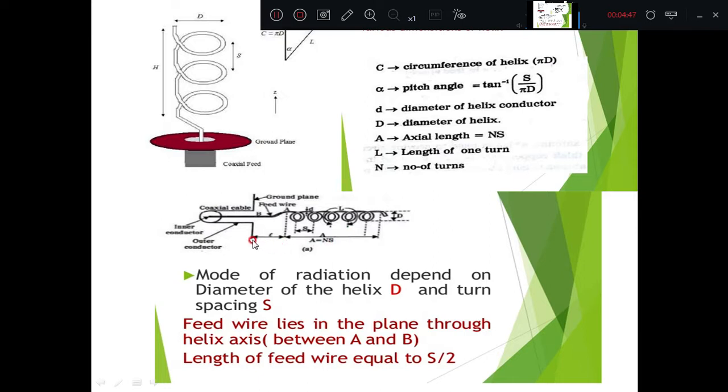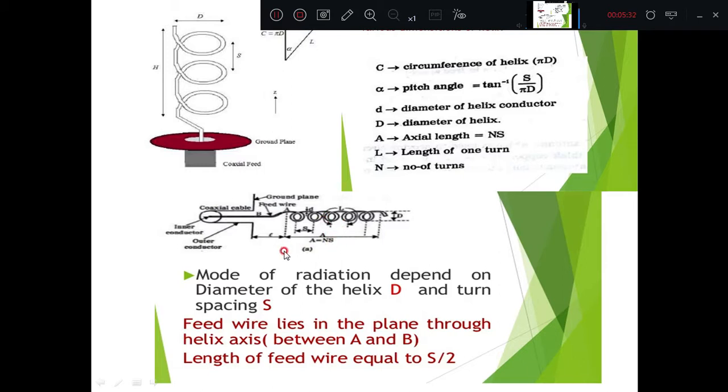So these are the number of turns we have. The total length of this wire is termed the axial length, which is equal to N times S, where capital N is the number of turns. In this, how many turns do we have? 1, 2, 3, 4, 5, so 5 turns we have visible here. So N is equal to 5, and S is nothing but the spacing between each turn, center to center. If you take the center of this turn and the center of the next turn, the spacing between the centers of these two turns is considered as S.